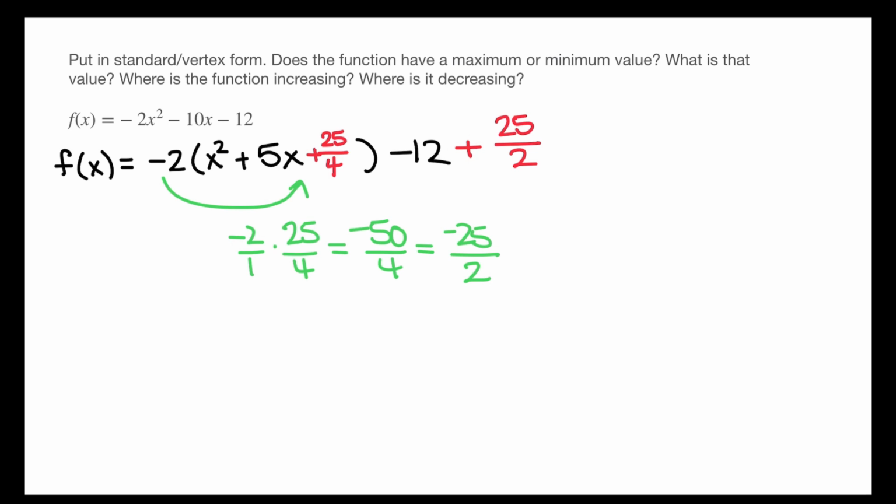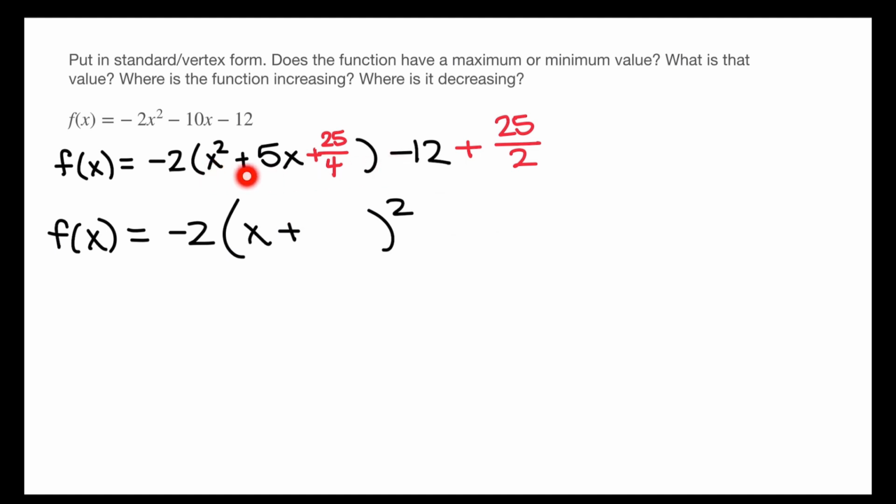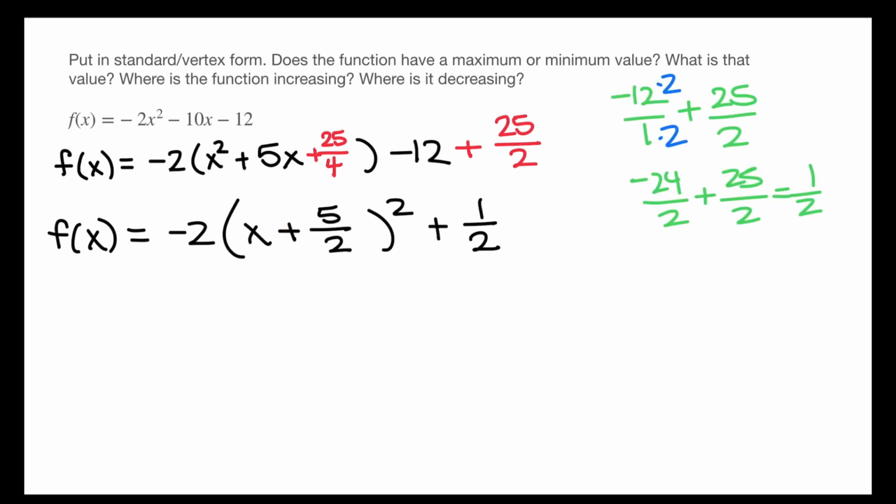All right, now let's try to do some simplifying. And again, at this stage, if you're not sure if you're doing this correctly, try distributing, combining like terms, and you should get what you started with. All right, but let's see, we can factor the perfect square trinomial. It's going to be x plus whatever you squared, so 5/2. And then I'm going to take -12 plus 25/2. So I have my work over to the right. I got a common denominator. -12/1 became -24/2. Plus 25/2 is 1/2. So finally, after all that work, there's my function in standard or vertex form.